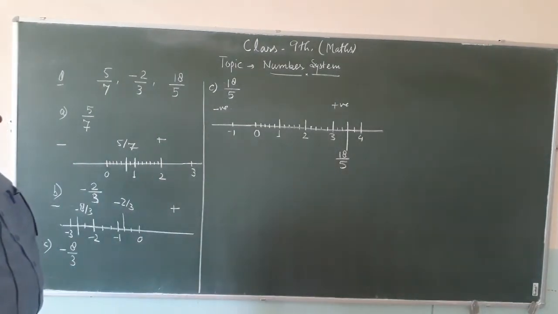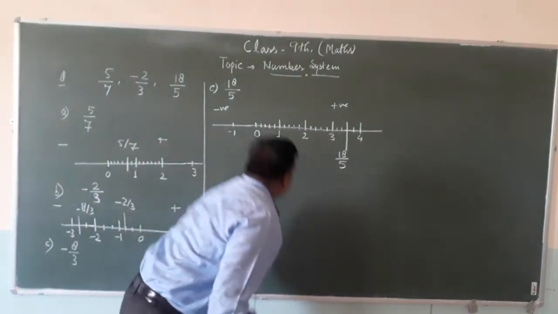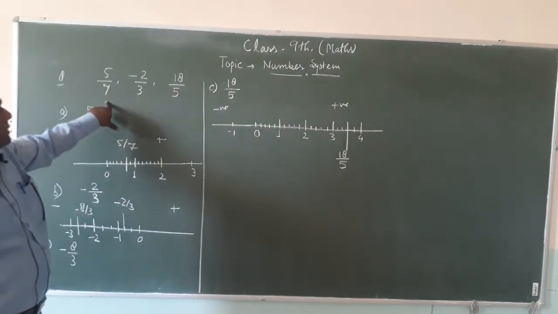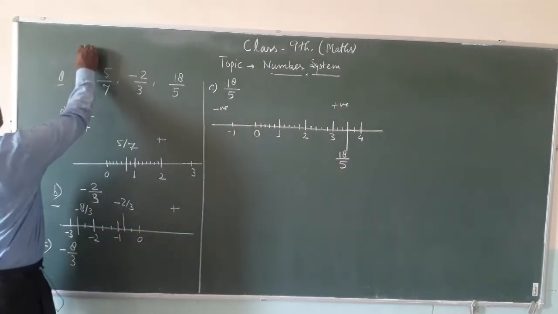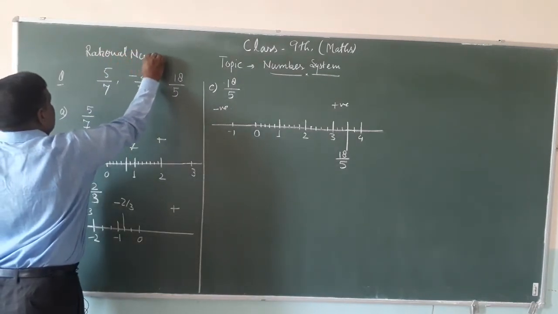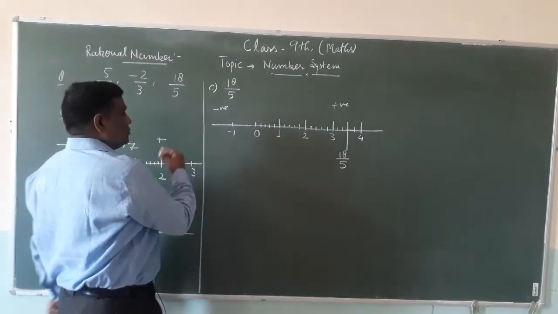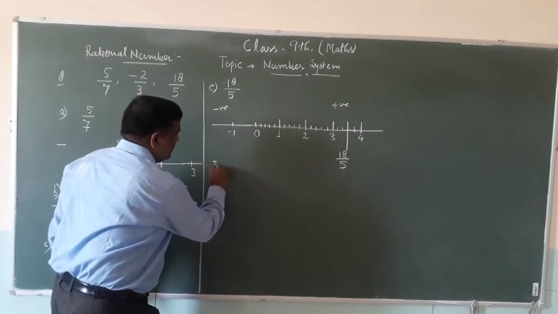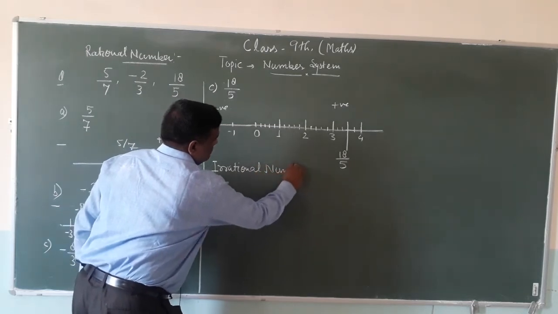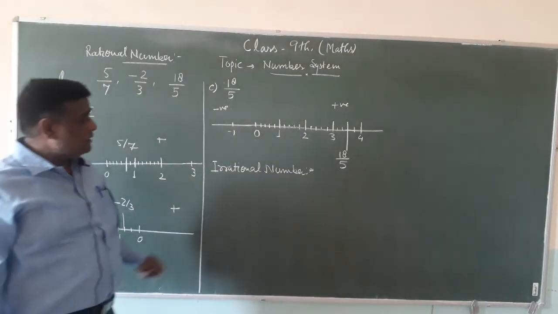Now again suppose we have to draw an irrational number. Here this is a rational number, because it can be written in the form of p by q, where q is not equal to 0. Now if we have to draw an irrational number on the number line, what is an irrational number? The definition is, those numbers which cannot be written in the form of p by q.